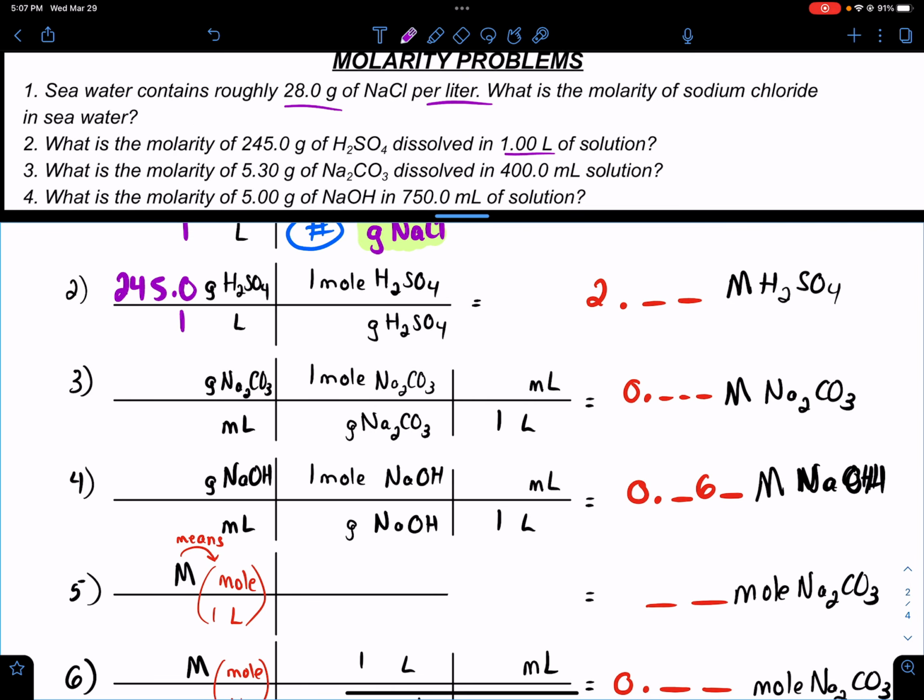Now, on the bottom here it says 1 liter. And yes, we have liters on the bottom. That's what we need. That's perfect. No change needed there. But on the top, you can see that it says grams. We don't want that. So we cross-cancel those units.